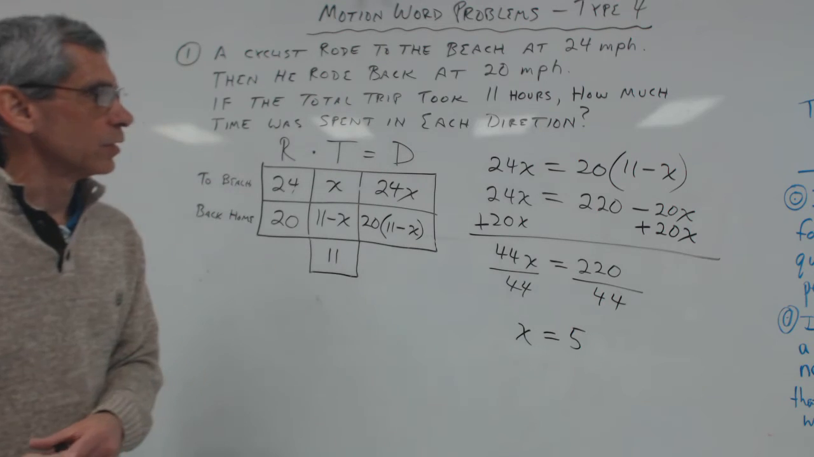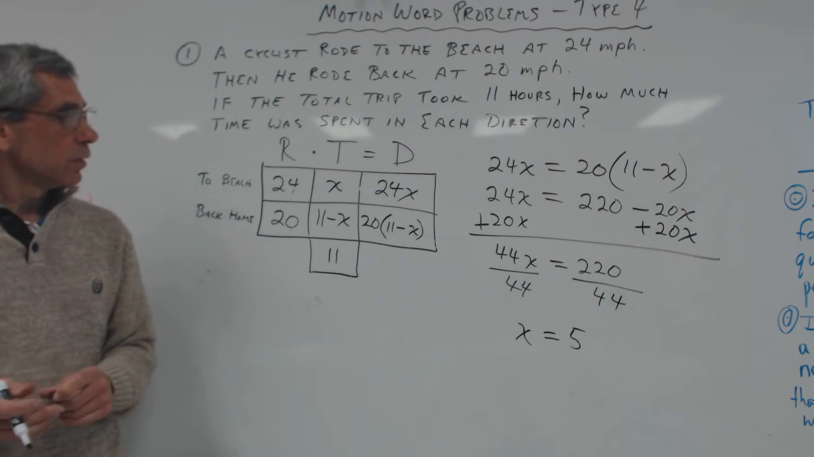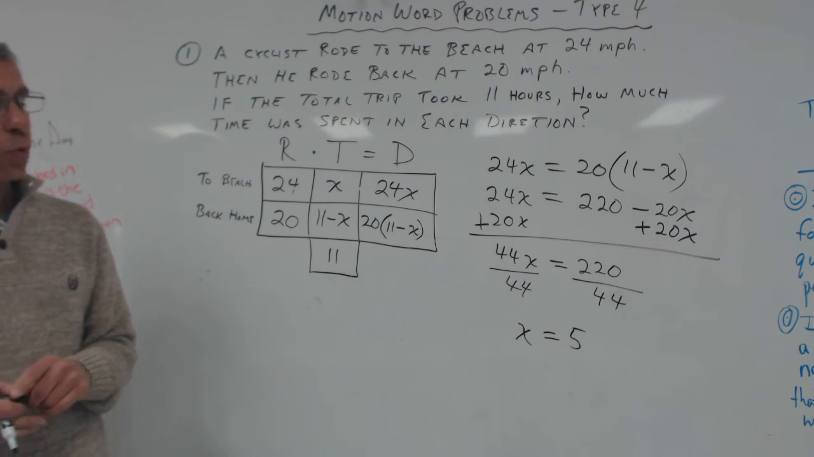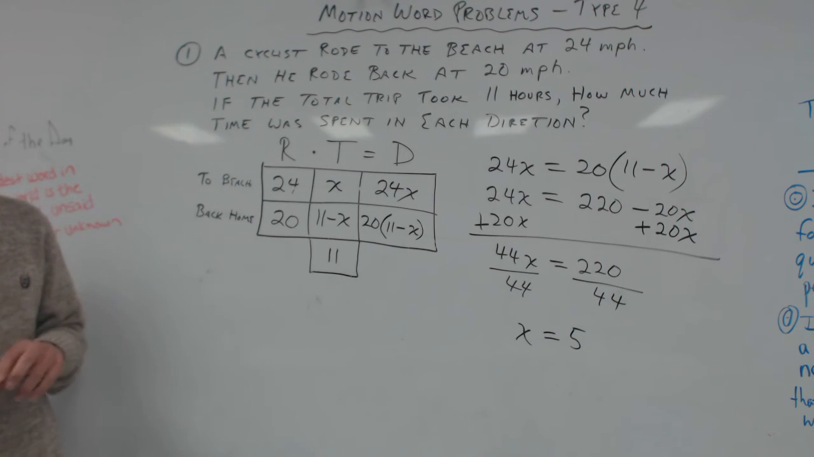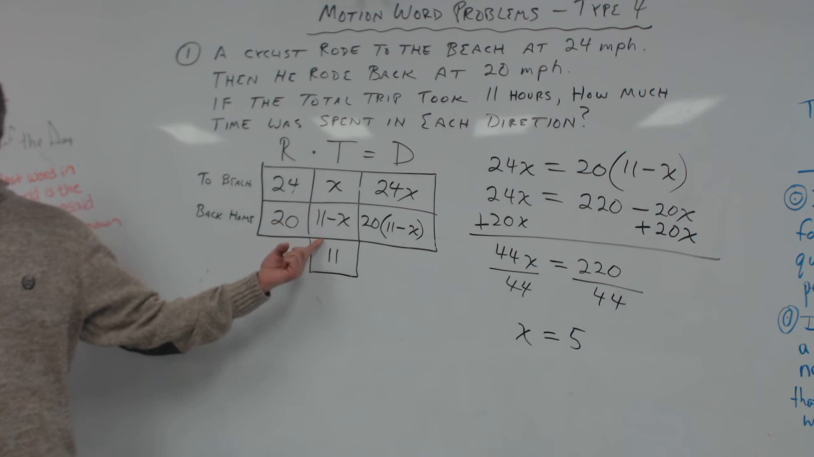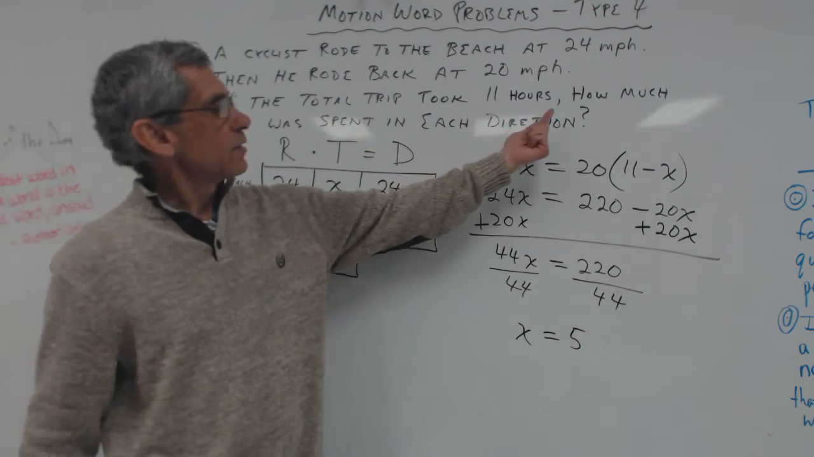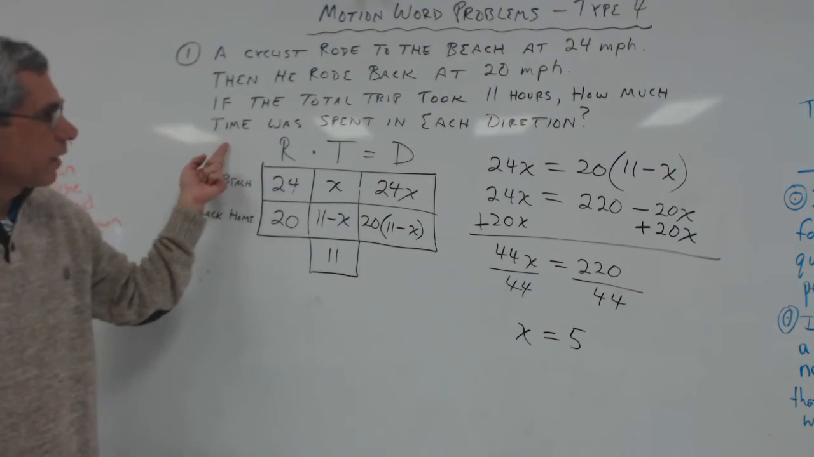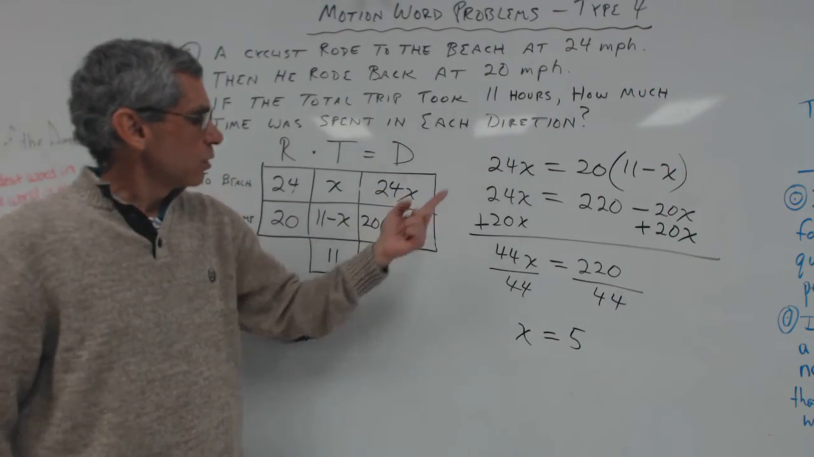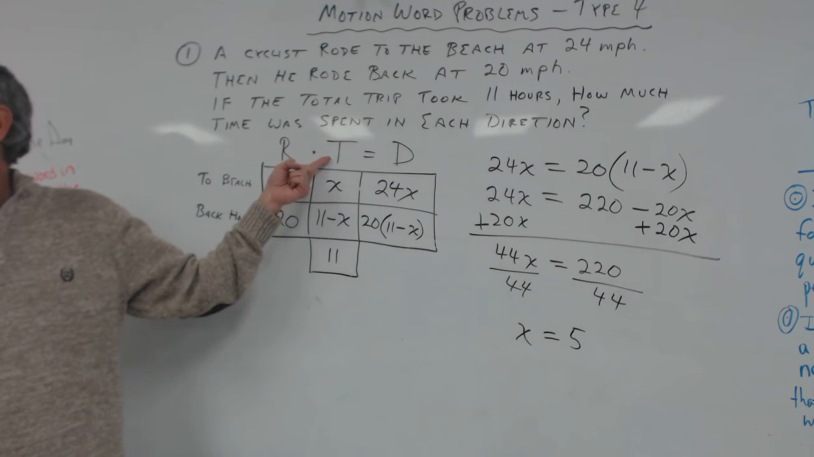So what's my answer? Oh yeah, 5 hours in each direction. No, because x equals 5, so to the beach it took 5 hours, and then back from the beach it took 6 hours because it's 11 minus 5. Okay, look at the question. It says how much time was spent in each direction. What did we solve for? We have to find x in our box. x is time.